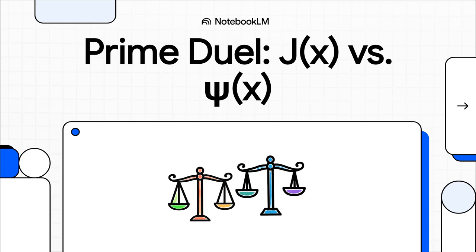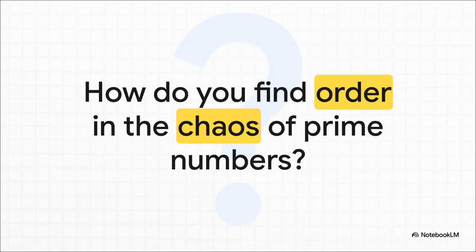All right, welcome. Today, we're diving into what I think is a pretty epic mathematical duel. It's a story all about the quest to find some kind of order in the total chaos of prime numbers. And this isn't a battle of swords, it's a battle of two incredibly powerful ideas, represented by these two functions, j of x and psi of x. Okay, let's just jump right into this.